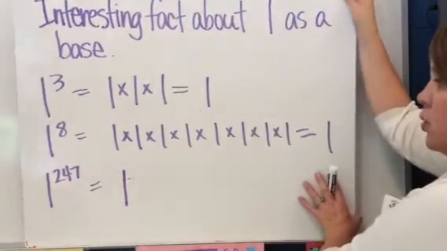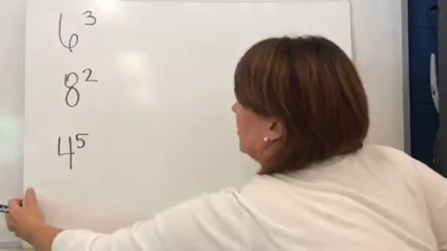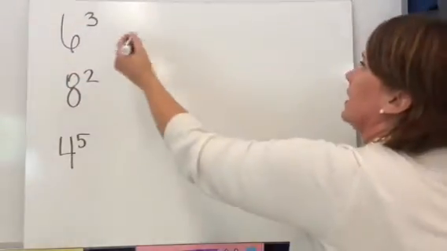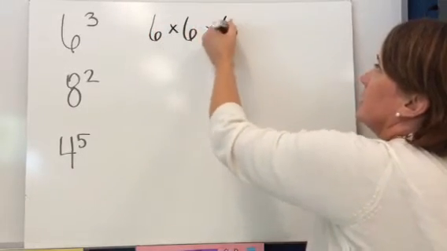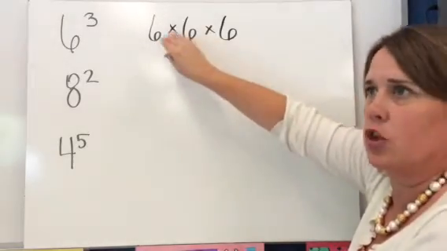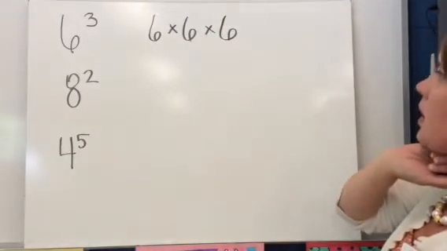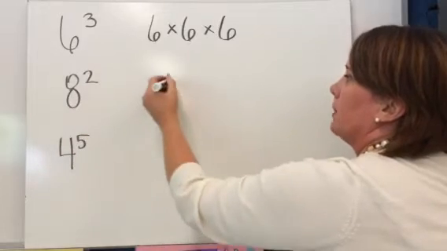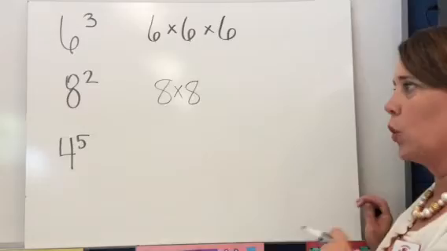So let's look at a few more and practice them, and then you'll be good to go with exponents. 6 to the third power. I can also read that as 6 cubed, but it means 6 times 6 times 6. And then I'd have to work that out. 6 times 6 is 36. 36 times 6 is, I think, 216. Okay? 8 to the second power, or 8 squared, means 8 times 8. And 8 times 8 is 64.